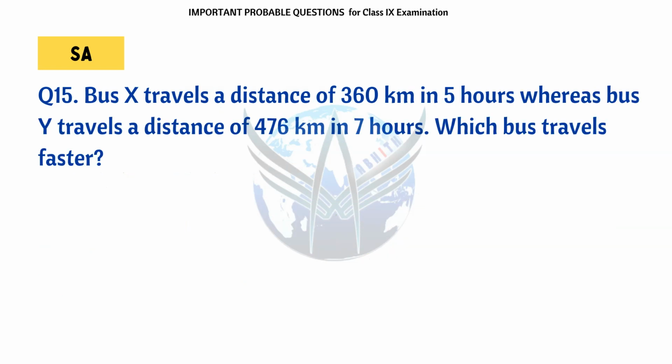Now question number 15. Bus X travels a distance of 360 km in 5 hours whereas bus Y travels a distance of 476 km in 7 hours. Which bus travels faster? This is again a motion question, a numerical question, but not that tricky. We can solve it by simply finding out the speed.